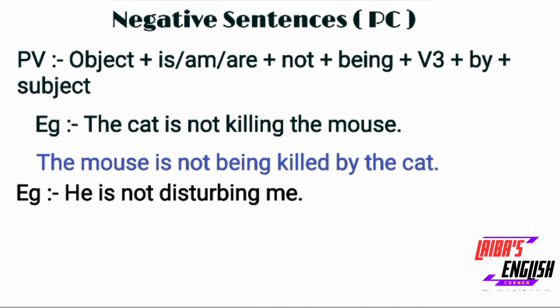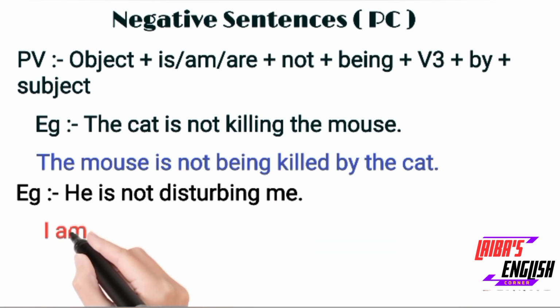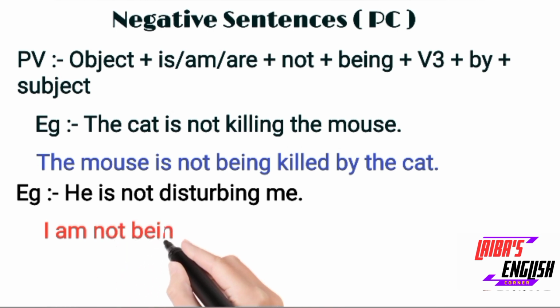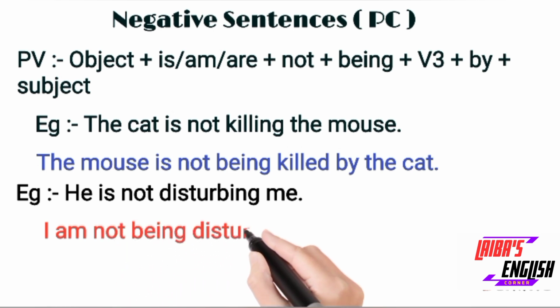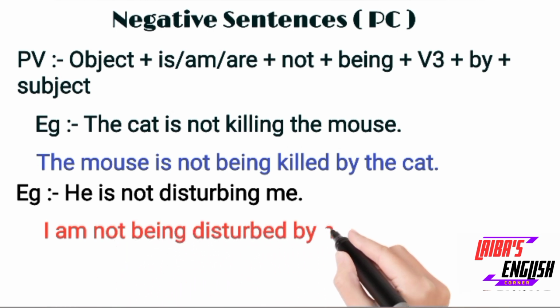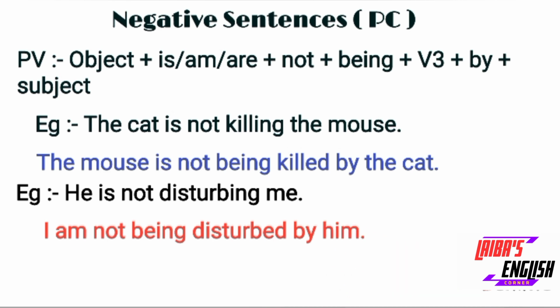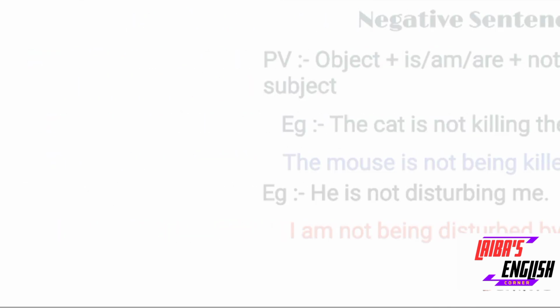Second example is, he is not disturbing me. He is the subject, disturbing is the verb, and me is an object. Me will automatically change into I. I am not being disturbed, third form, disturbed by him. He will automatically change into him. So this is how we are going to make the negative sentences of the present continuous tense.